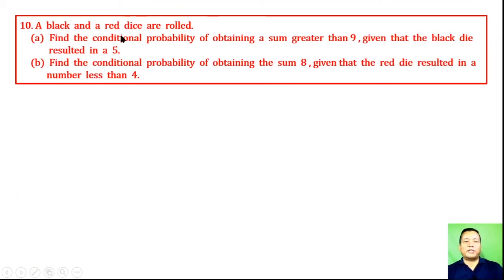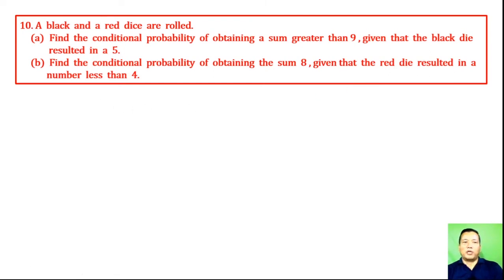Question 10. A black and a red die are rolled. Find the conditional probability of obtaining a sum greater than 9, given that the black die resulted in a 5. Then find the conditional probability of obtaining a sum of 8, given that the red die resulted in a number less than 4.